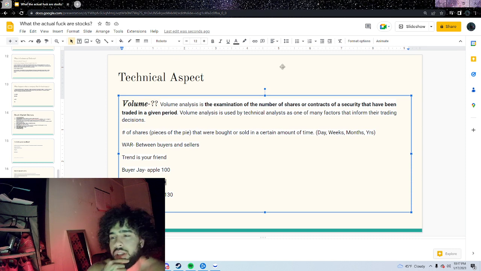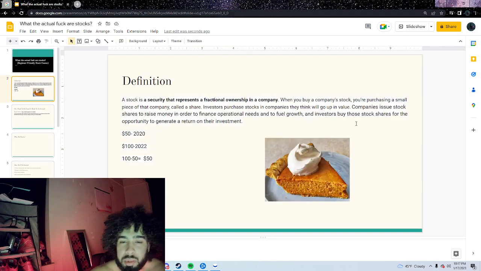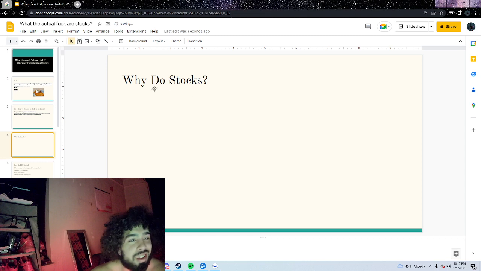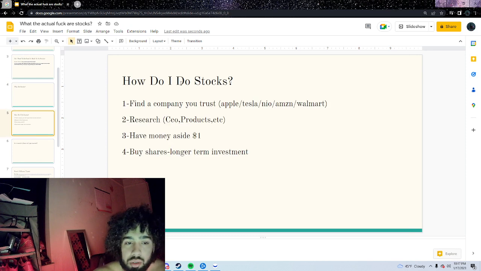I've been trying to go over, just trying to remember to see if I went through everything with you. So I'm going to review everything just to be on the safer side. So this is what a stock is. You don't need to be good at math. You're chilling. Why do stocks? Because it's like a passive income. It's a great form of income. I'm not gonna lie.